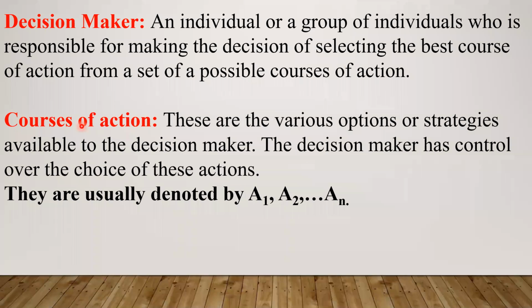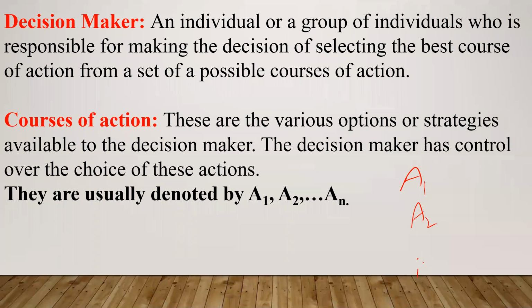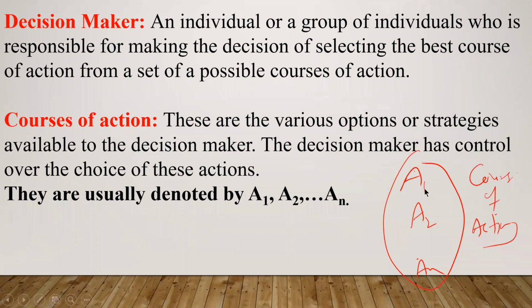What is course of action? Second definition. These are the various options or strategies available to the decision maker, and the decision maker has control over the choice of these actions. So you will be having some options available, A1, we may call it as A1, A2, A3, AN. And out of these options, the decision maker has to select the best one. So these are called as course of action. We generally denote them by A1, A2, A3, AN. Okay. So these are course of actions are the various options available to the decision maker, out of which he has to select the best one.